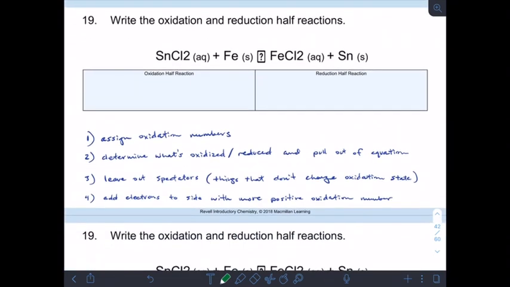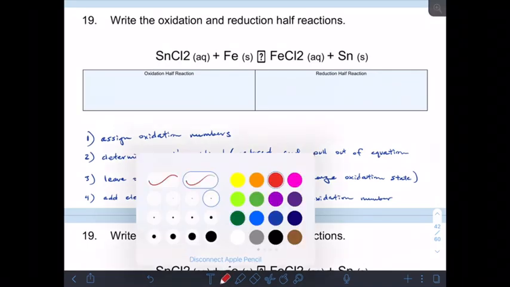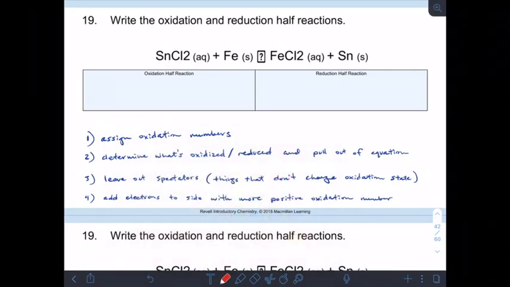All right. Now I've written some guidelines here on how to tackle this type of problem. So the first step is to assign oxidation numbers. So let's go ahead and do that. You've had a bit of practice with that already. So let's go ahead and assign oxidation numbers. So each chlorine is a -1, and I have two of them. So that means that in order for that molecule to be neutral, my tin has to be a +2. Right? Then we have iron solid. So solid iron, solid metals always get a 0.